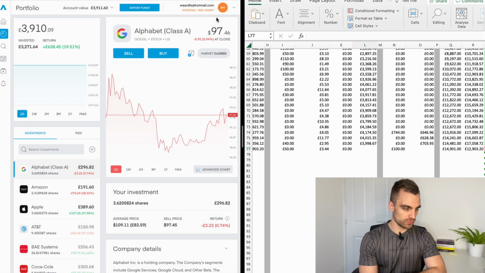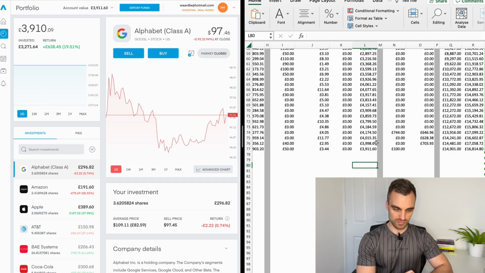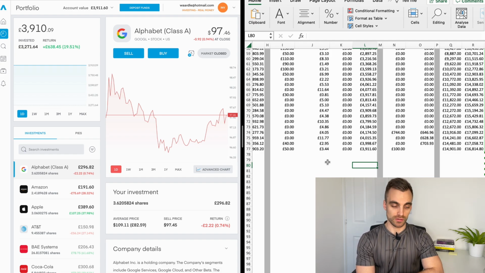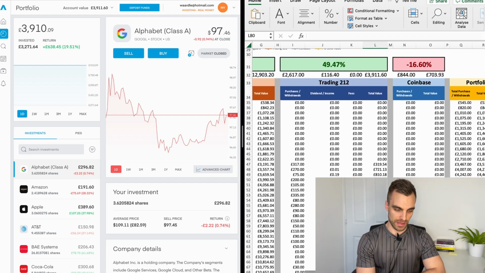The current overall value of this account is £3,911.60. So you can see that's fallen ever so slightly from last month, and obviously I've invested cash as well. So you'll notice that the overall return on investment has fallen a little bit there as well.